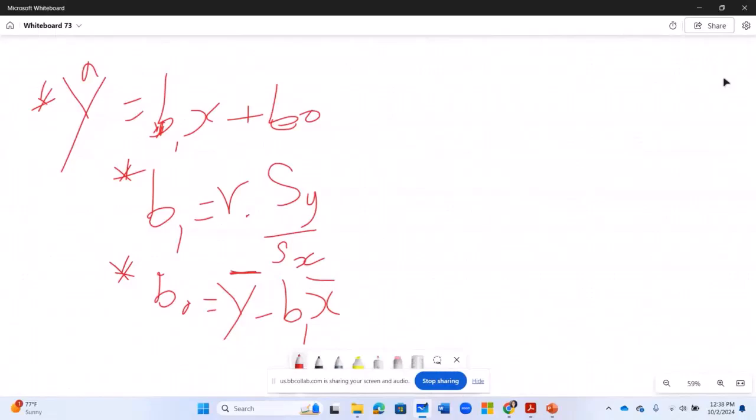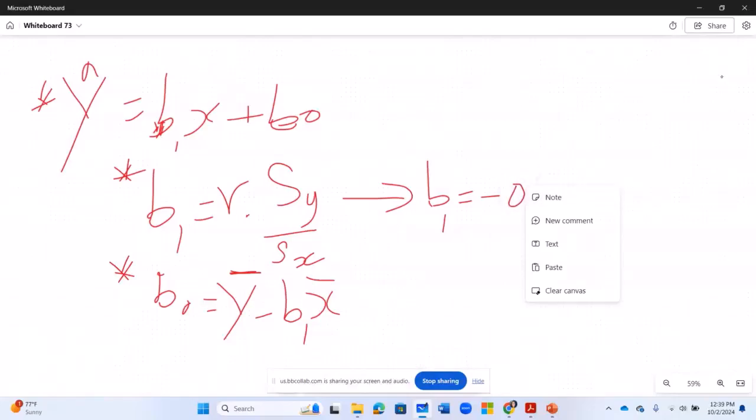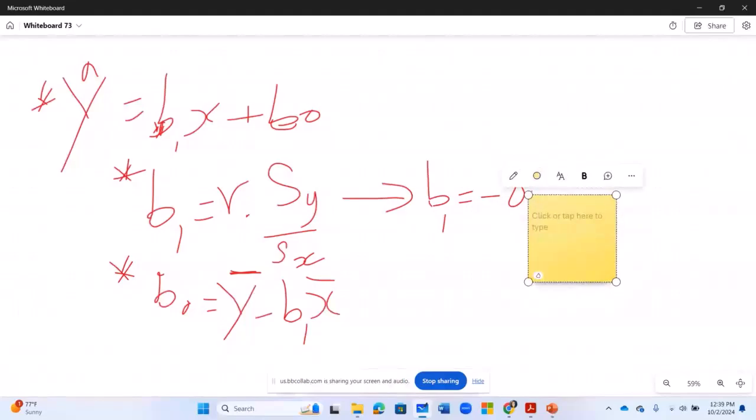Okay, so I'm going to first of all calculate b1. So b1 is R times, so let me look for where they give us R. They gave us R as negative 0.9, so b1 is equal to negative 0.9.